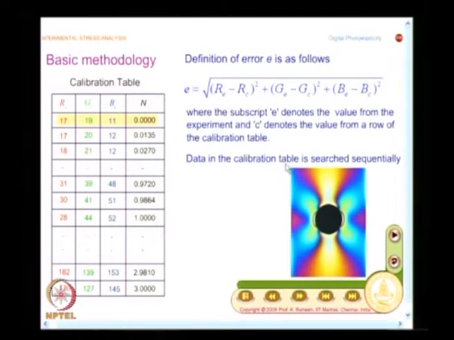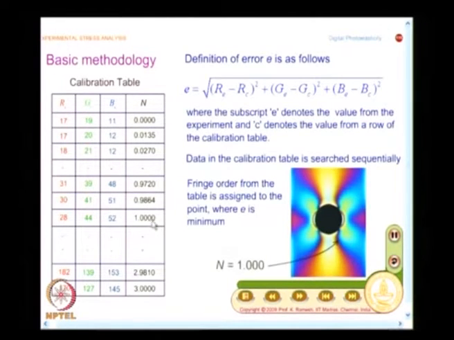So, what you have here is the data, and the calibration table is searched sequentially. That is what is illustrated here. I have a yellow bar which moves row by row, and every time you calculate the error E. I wanted to find out what the fringe order is here. When I reach fringe order 1, the error is a minimum, and from that you find out the fringe order. You look at that row, match the RGB values of the calibration table with the experimental data point, and from that row find out the fringe order and label it.